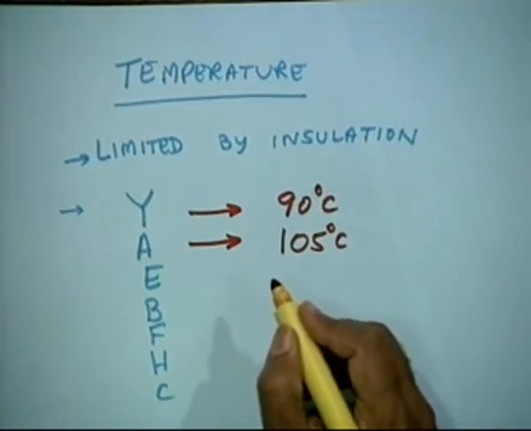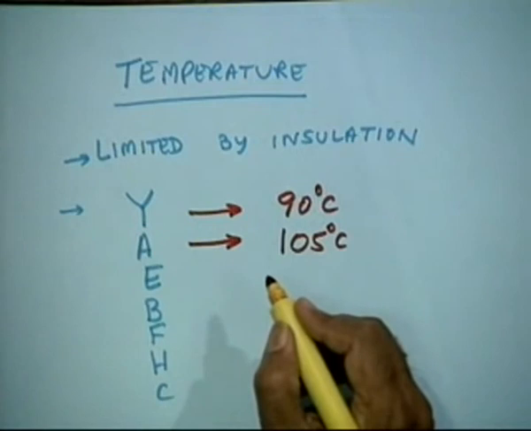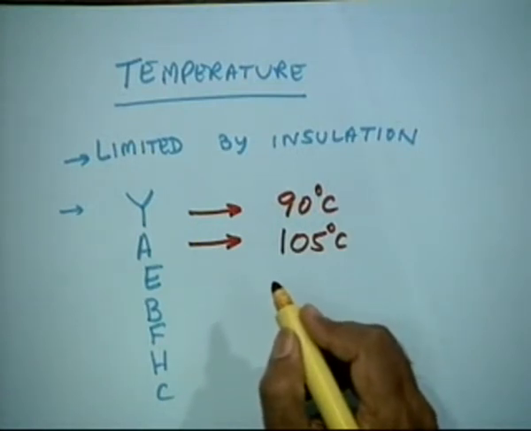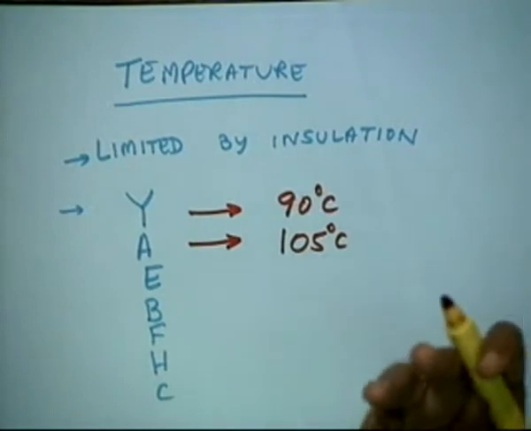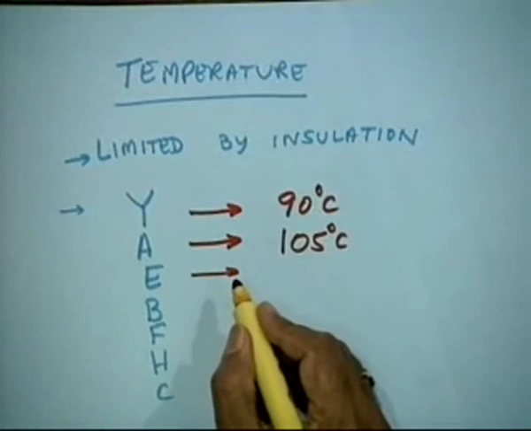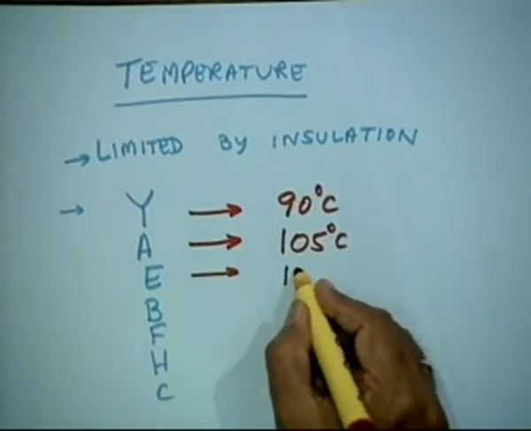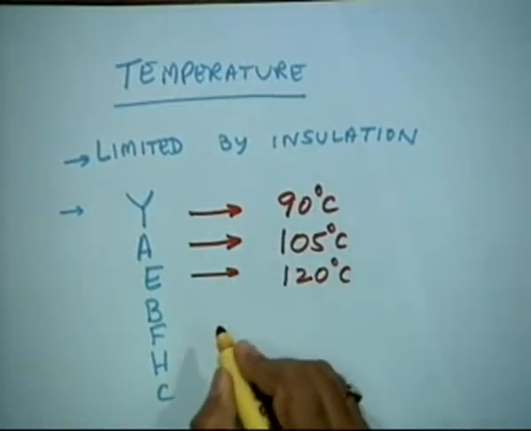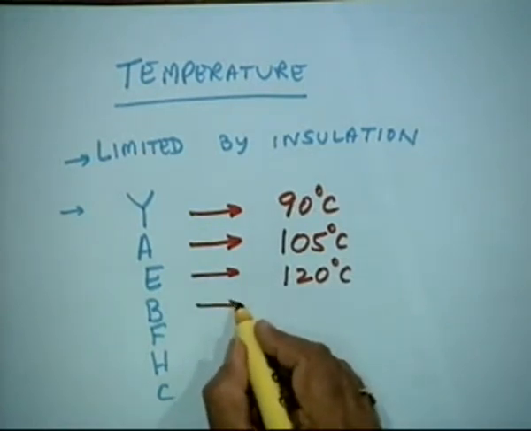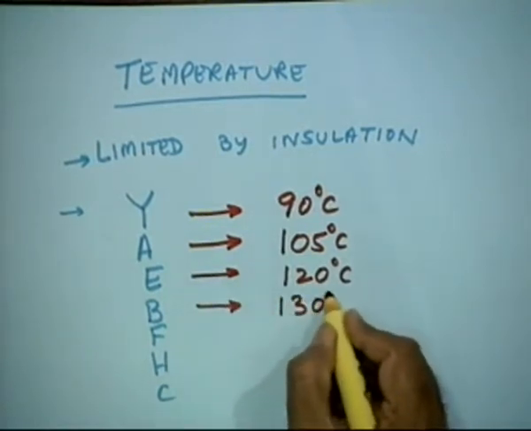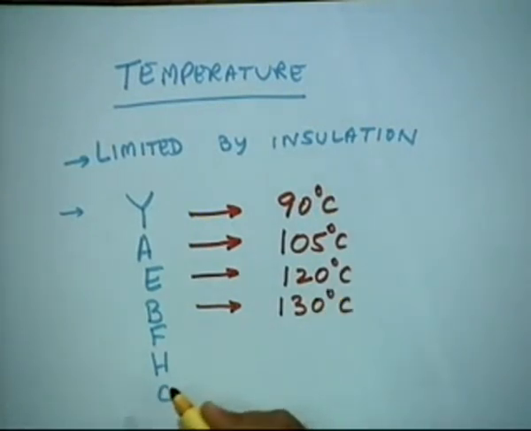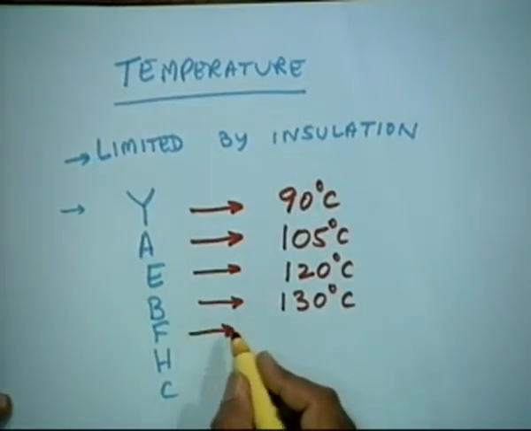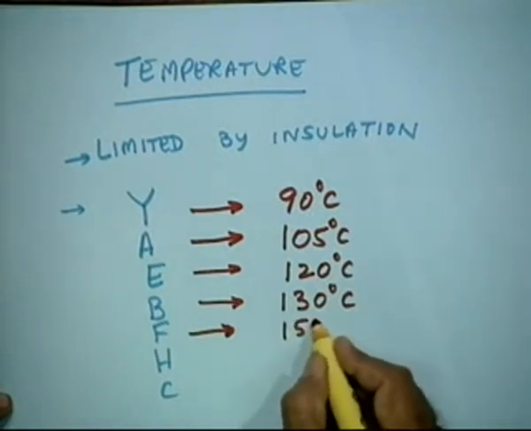What is the ambient temperature, right? Ambient temperature in the Himalayas may be different from Rajasthan. It may vary from 20 degrees to 40 degrees, sometimes even go to 0 or minus degrees, depending on where you are using them. Then next is E type, which is 120 degrees centigrade, and B is 130 degrees centigrade. Type F is 155 degrees centigrade.